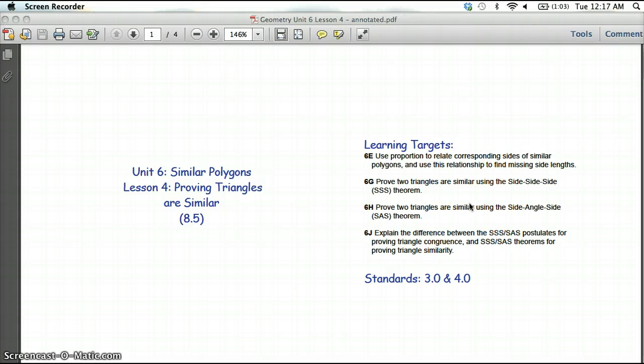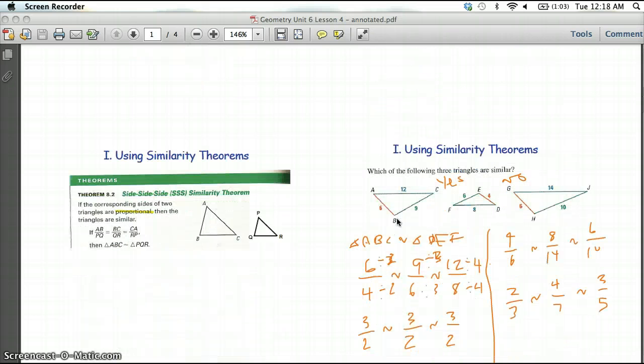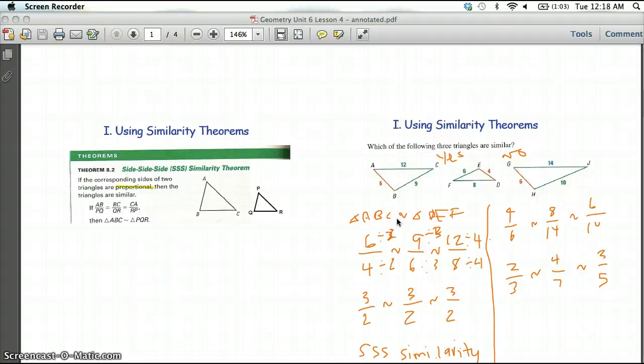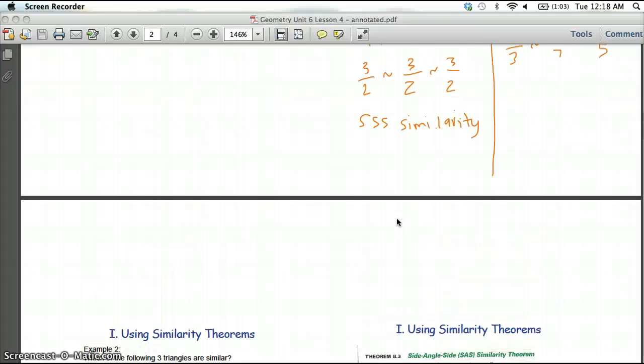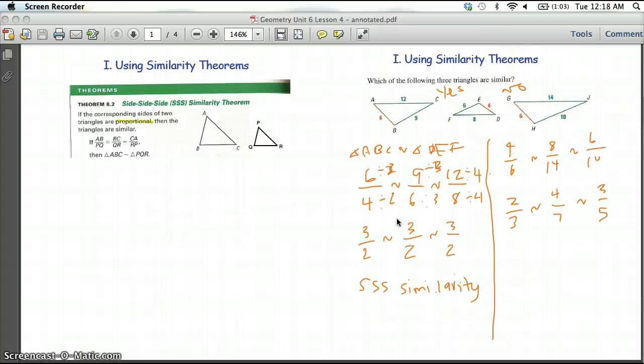Okay, so we are going to look at proving that triangles are similar. Now, we already went through the angle-angle similarity postulate back in lesson 2. Now we're going to look at the side-side-side similarity theorem and the side-angle-side similarity theorem. To prove that two triangles are similar using the side-side-side similarity theorem, we need to prove that all three proportions are the same in both triangles.